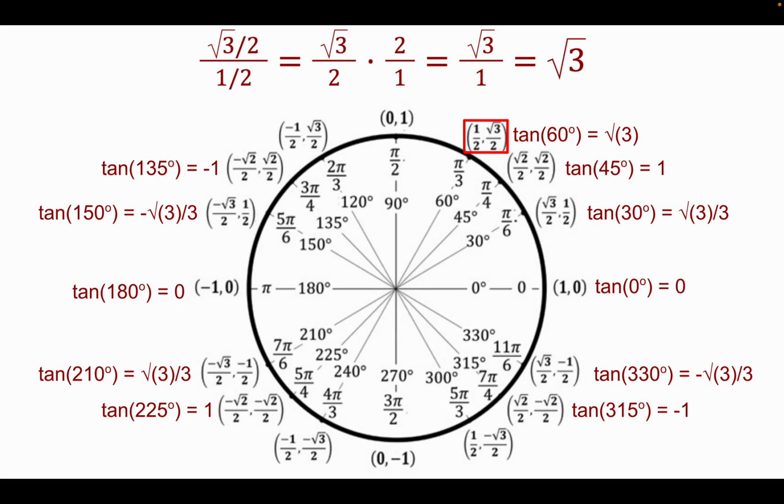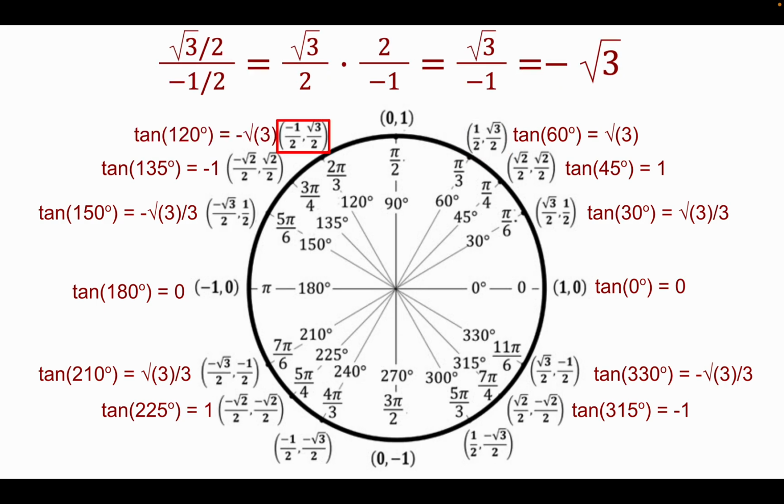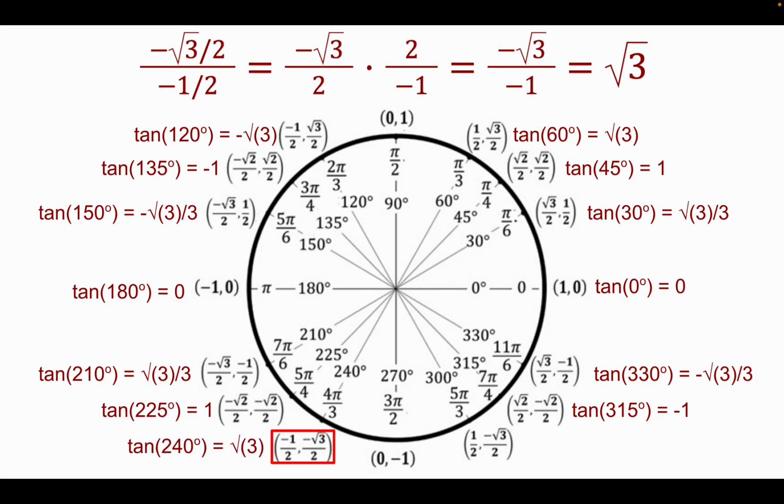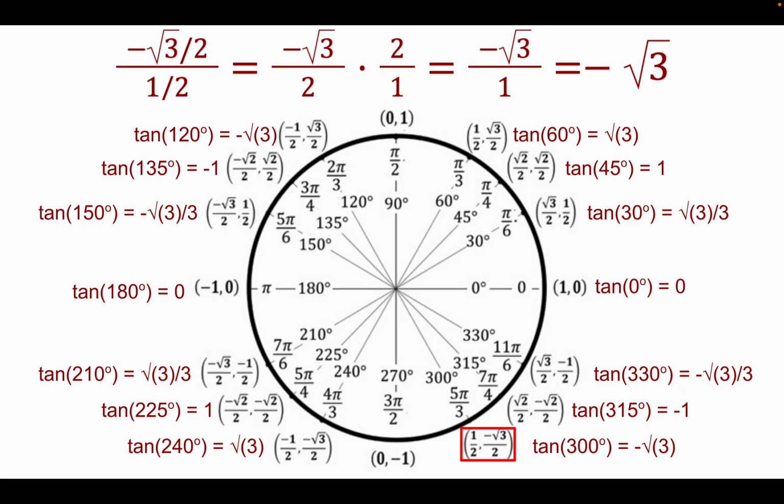And then we can go around the unit circle and look for points that have similar x and y values. So for example, at 120 degrees, we'll end up at negative square root of 3. At 240 degrees, the tangent will be positive square root of 3. And at 300 degrees, the tangent will be negative square root of 3.